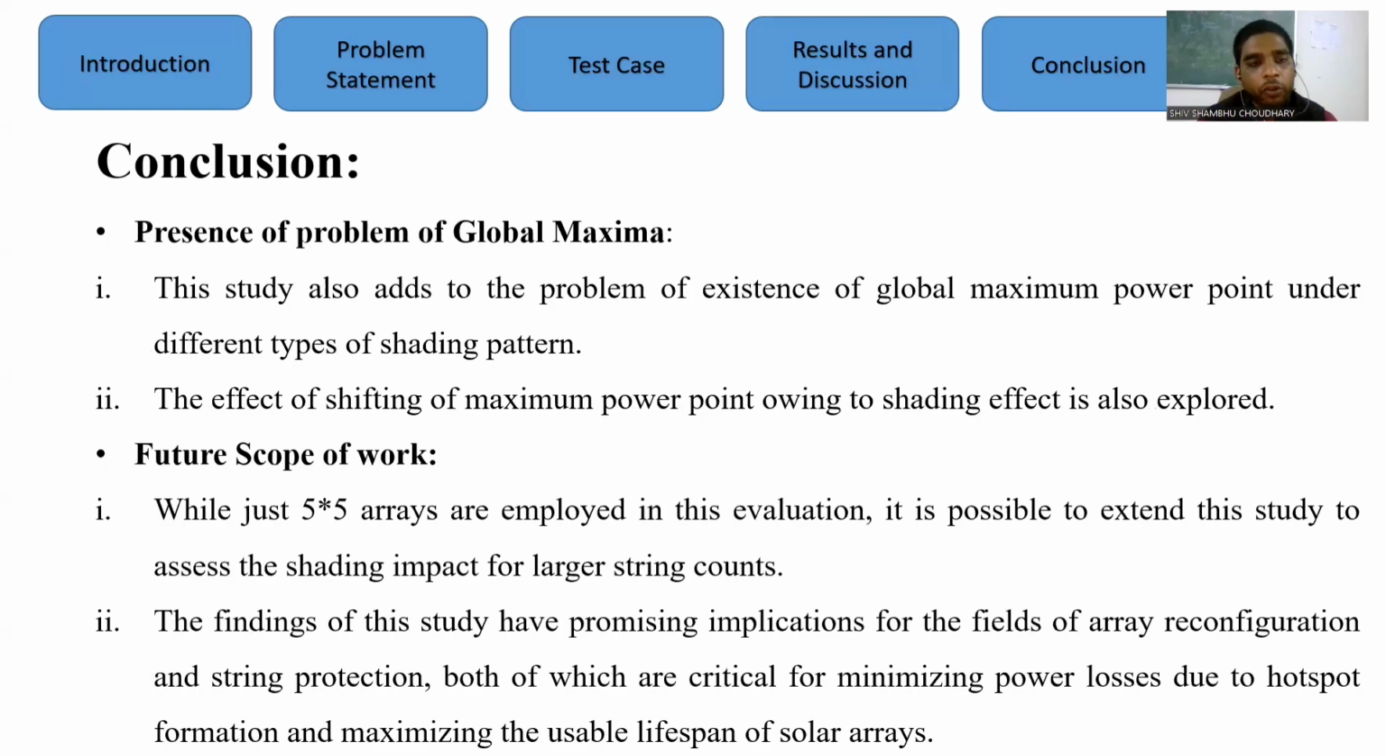This analysis also throws light on the problem of global maxima. This study addresses the existence of a global maximum power point under different types of shading patterns. The effect of shifting of the maximum power point owing to the shading effect is also explored.